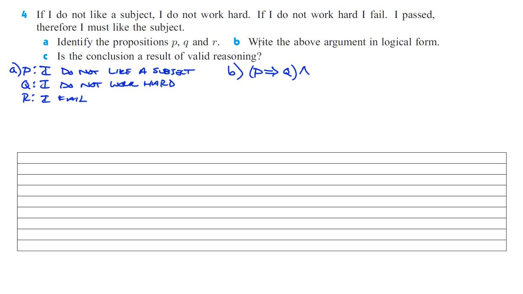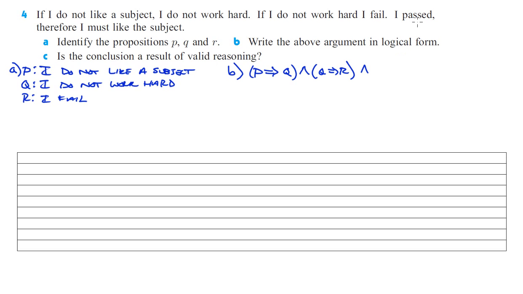Okay, so if I do not work hard, I fail, so that's if Q, then R. So we've got Q implies R. And again, now we're connecting. We have the end of a sentence, and we're connecting it to another sentence. So we're going to connect that with an and.